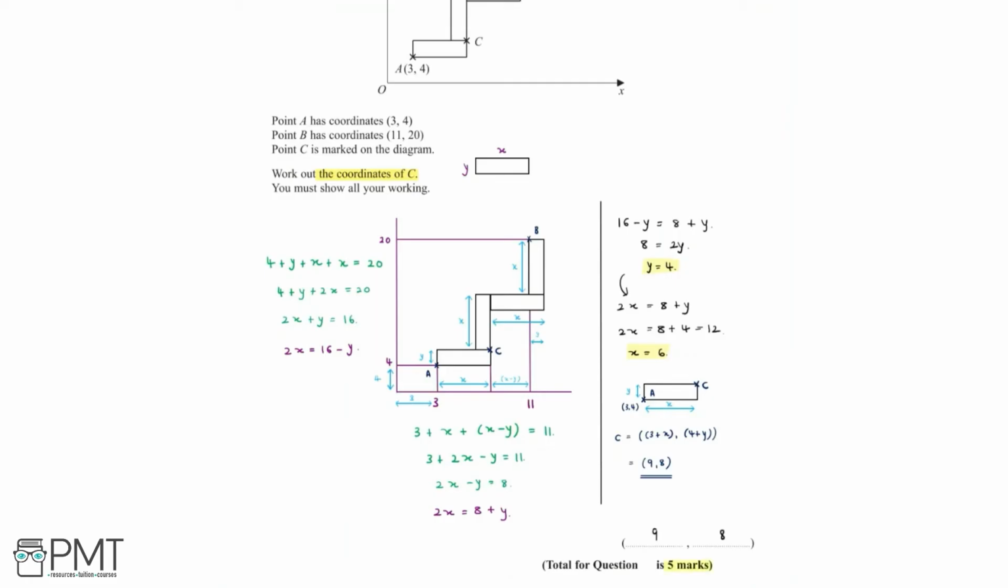Now this question is worth 5 marks. We get the first mark for finding an expression for the height by saying that 2x is equal to 16 take away y. We get the second mark for doing the same thing for the width, and for saying that 2x is equal to 8 plus y. We get the third mark for finding that y is equal to 4 and x is equal to 6. We get the fourth mark for finding that the x-coordinate of point C is equal to 9, and we get the fifth and final mark for finding that the y-coordinate of point C is equal to 8. Allowing us to achieve the full 5 marks needed in this question.